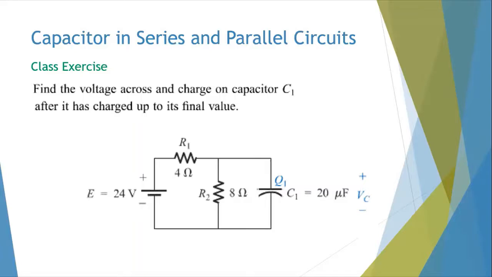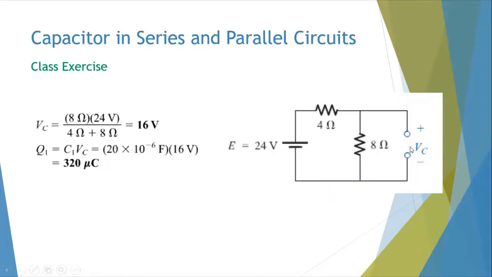So in a way, when a capacitor is fully charged, it means you can replace it by an open circuit because current no more flows. The voltage you find there, which is called VC here, is the final voltage the capacitor will take. It is not going to be 24 volts in this particular circuit because you have two resistors in parallel here, so they're connected in parallel.